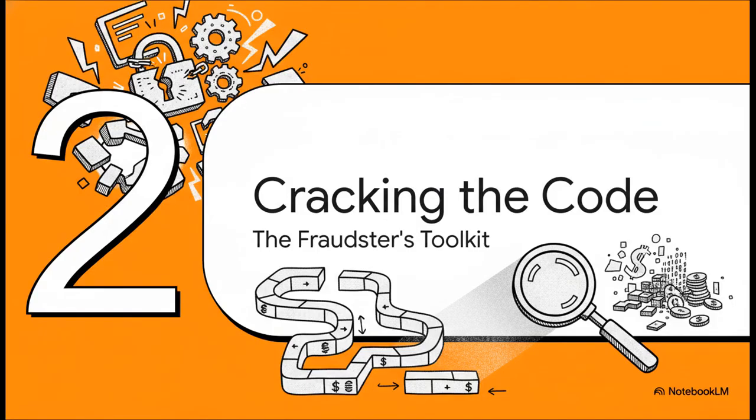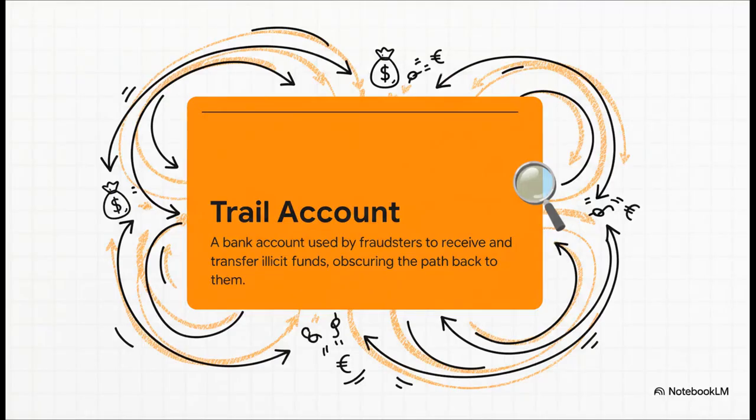So, if you're going to solve the crime, you first have to understand the criminal's toolkit, right? It only makes sense. So now we're cracking the code, looking at the actual building blocks that fraudsters use to make all that money disappear. And this right here is the absolute key to the whole operation, the trail account. Just think of it like a temporary holding pen for stolen cash. Its one and only job is to get the money and then immediately pass it along, creating what they hope is a total dead end for anyone trying to follow.